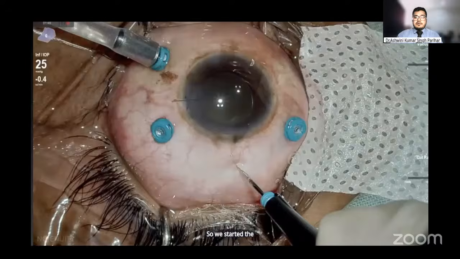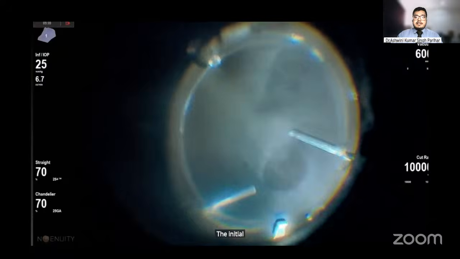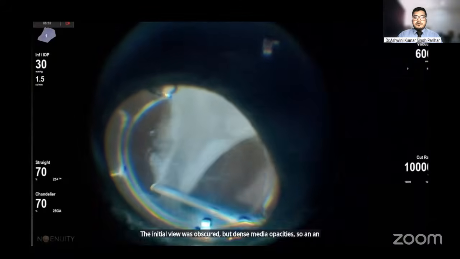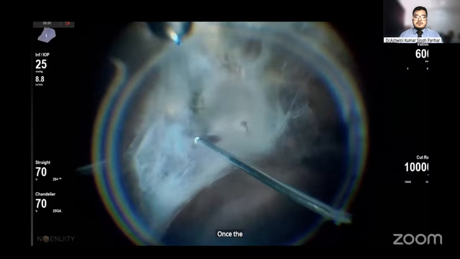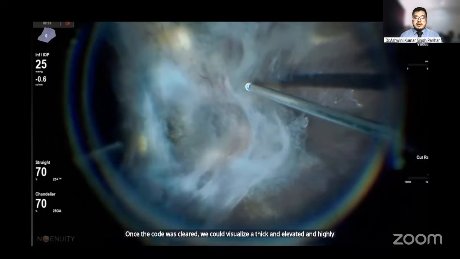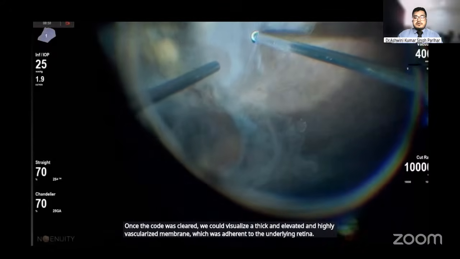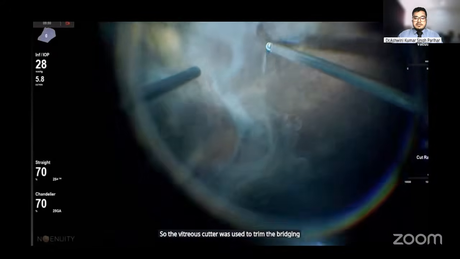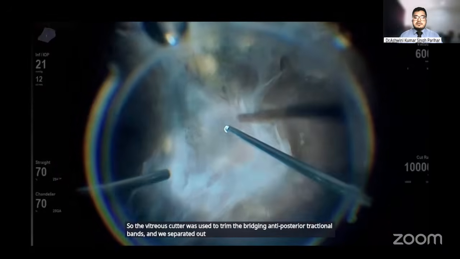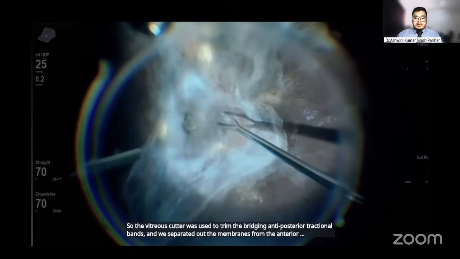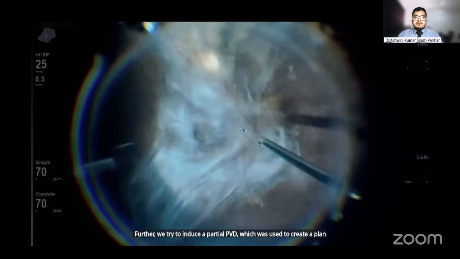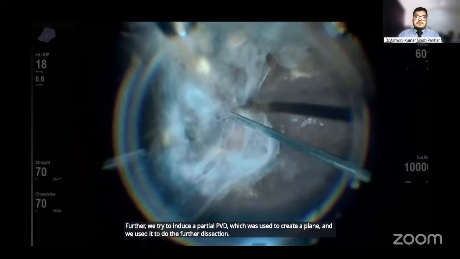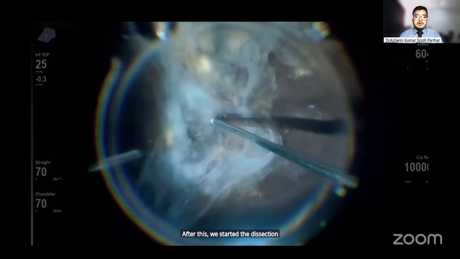So we started the case with a standard 3-port pars plana approach with the chandelier superiorly. The initial view was obscured by dense media opacities, so an anterior vitrectomy was done, followed by a core vitrectomy to clear out the central vitreous cavity. Once the core was cleared, we could visualize a thick, elevated and highly vascularized membrane, which was adherent to the underlying retina. The vitreous cutter was used to trim the bridging anterior posterior tractional bands, and we separated out the membranes from the anterior connections. Further, we tried to induce a partial PVD, which was used to create a plane, and we used it to do the further dissection. After this, we started the dissection of the fibrovascular membrane.